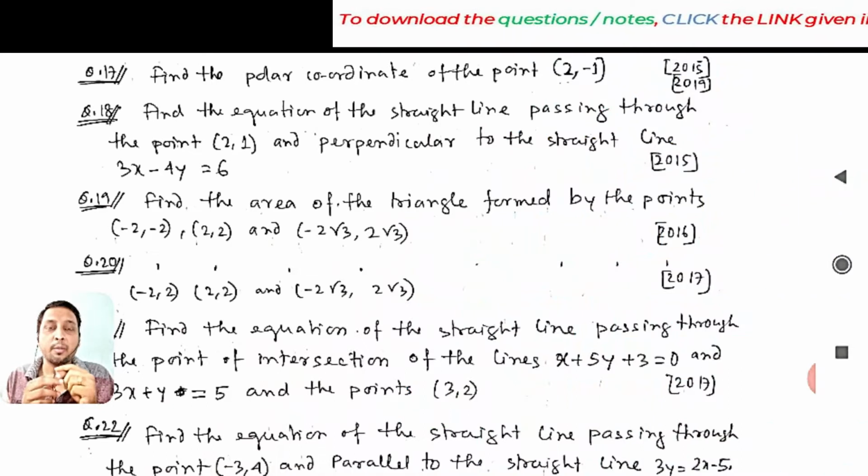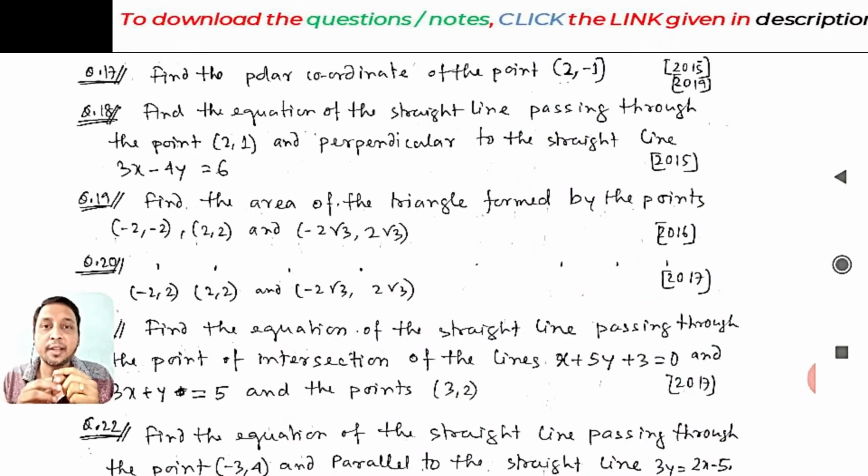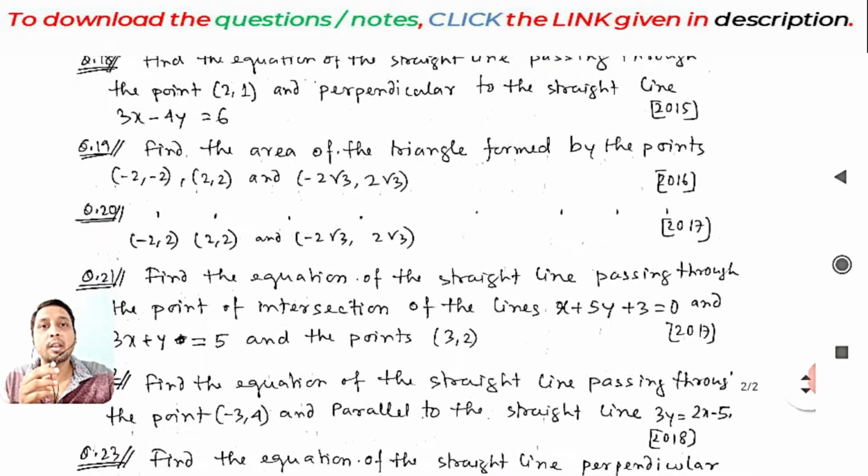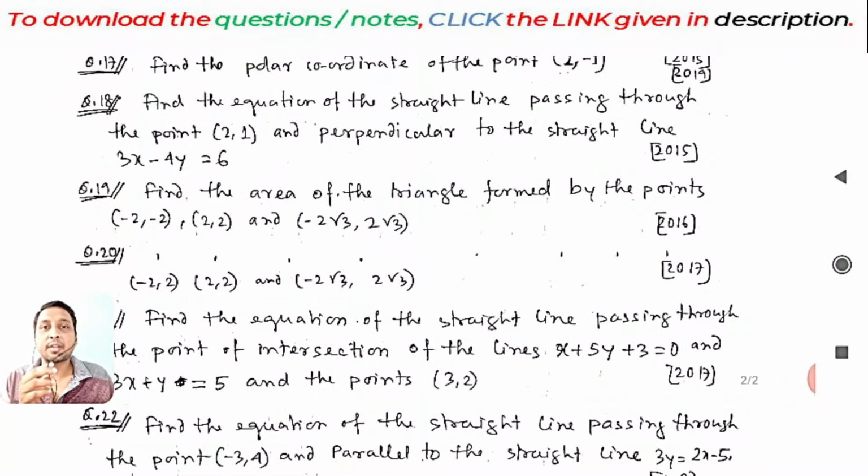Okay students, welcome you all to this new lecture on basic level where we are solving Tripura University diploma first semester questions on straight line and coordinate geometry. So today we will be solving again 4 questions, question number 17, 18, 19 and 20. Okay, then let's try to solve these questions.